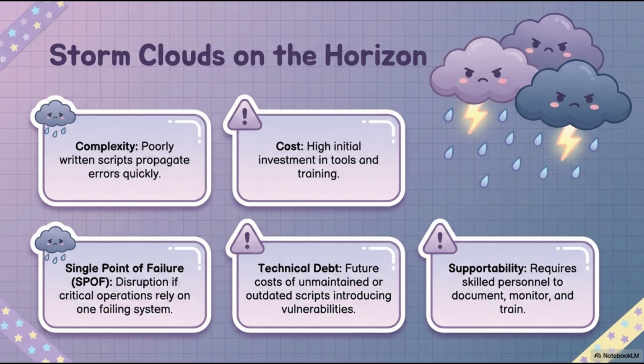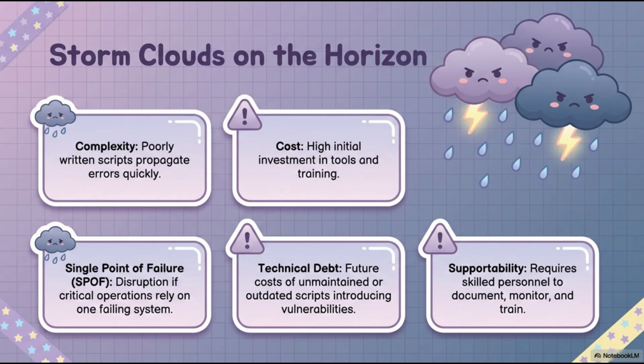Automation introduces complexity, and increased complexity can create new vulnerabilities if not properly managed. Poorly written scripts or misconfigured automation tools can propagate errors quickly across an environment. Cost is another factor. The initial investment in automation tools, infrastructure, and training can be significant. Organizations must evaluate whether the long-term benefits outweigh the initial expenses, while ensuring that implementations align with business and security objectives. There is also the risk of a single point of failure.